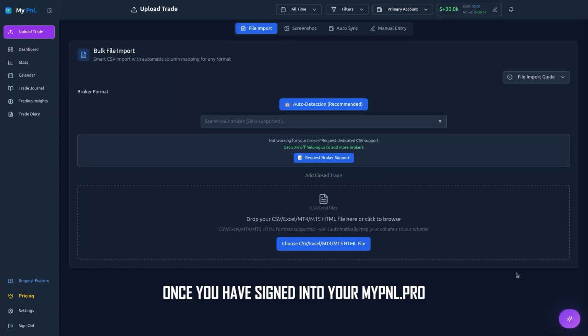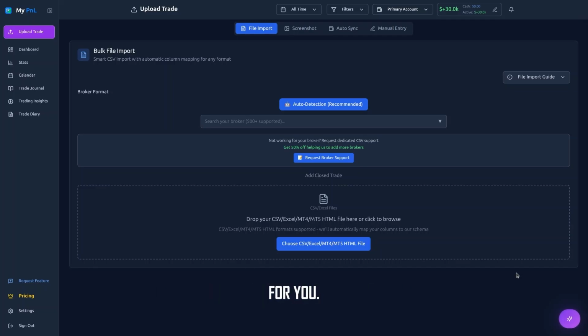Once you have signed into your mypnl.pro account, the first thing you will see is the upload trade section. This is where the magic begins, where you actually bring your trades into the platform, so MyPNL can analyze them for you. Section 1 is the bulk file import. Right here you have the bulk file import panel. It supports smart CSV imports with automatic column mapping, meaning no matter which broker or platform you use, MyPNL can intelligently organize your data for you. You can search your broker from over 500 supported brokers or just use the auto detection feature, which is the easiest and most accurate way to import your trades.